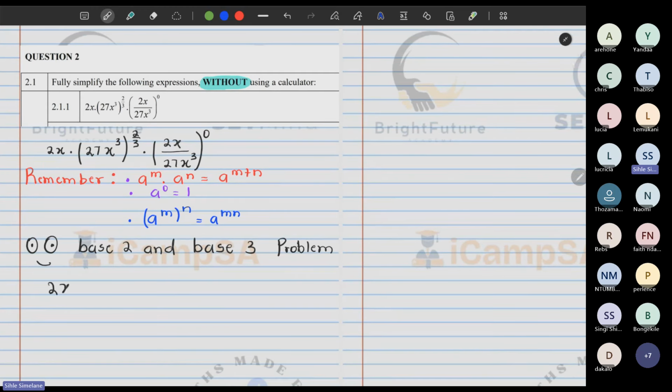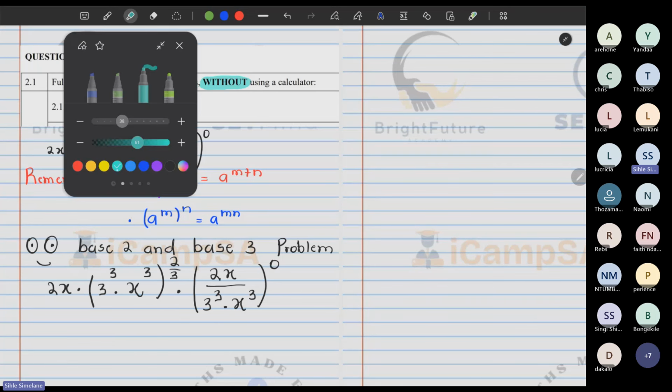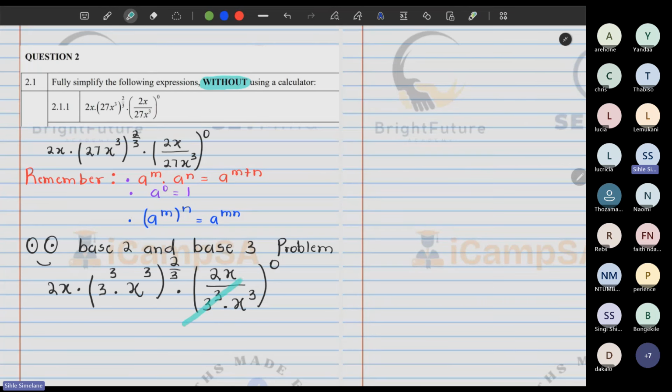So this means we have 2x times that 27 there is 3 to the power of 3 times x to the power of 3, all to the power of 2 over 3. Done with that times. Well, this part, although it's going to simplify, but I'm just going to write that 27 as a base 3 anyway, times x cubed, to the 0. So the first part that we can easily deal with, guys, is this bracket. This bracket is going to amount to 1. Why? Geniuses?